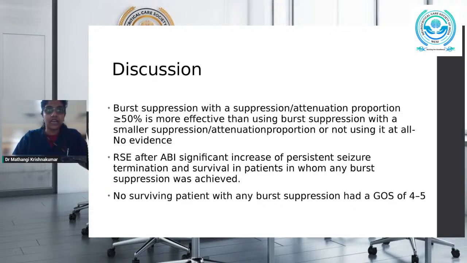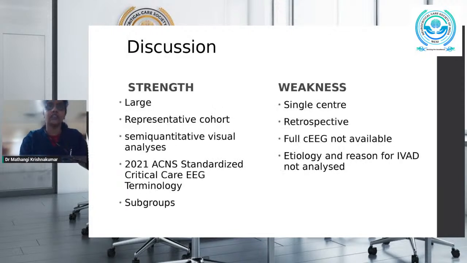In refractory status epilepticus, there was a significant finding in this study when we did a subgroup analysis of anoxic brain injury. Refractory status epilepticus after ABI showed significantly increased persistent seizure termination and survival in those in whom burst suppression was achieved. Again, no surviving patient had a GOS more than 4. Though it shows a statistically significant difference, that patients with anoxic brain injury had better seizure termination and survival compared to no burst suppression, the meaningful clinical outcome was not there in this study.